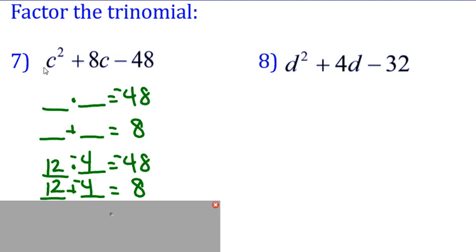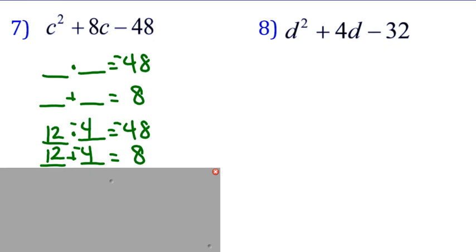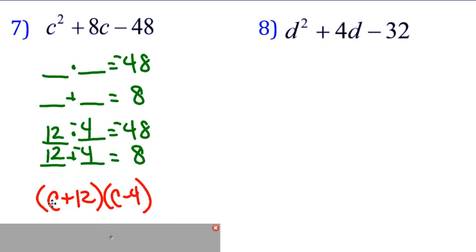But again, because that leading coefficient is 1, we could simplify that process, hopefully in saying, all right, well, if these are the two numbers for the product and the sum, one factor should be c minus 4, and the other factor should be c plus 12. And to check, remember, distribute your factors to get to the original polynomial.